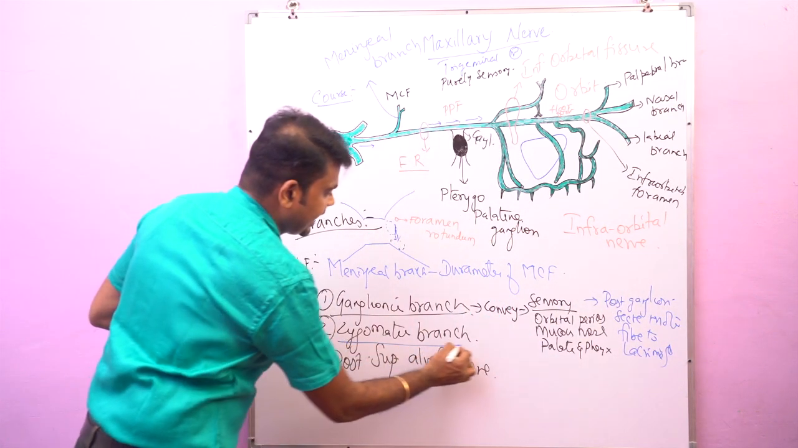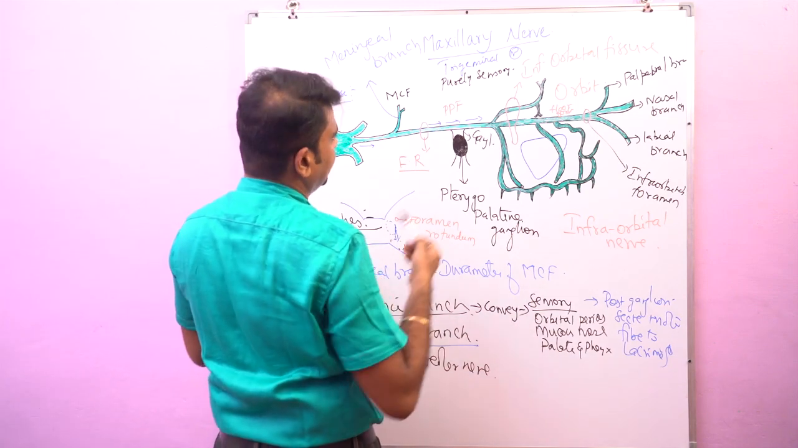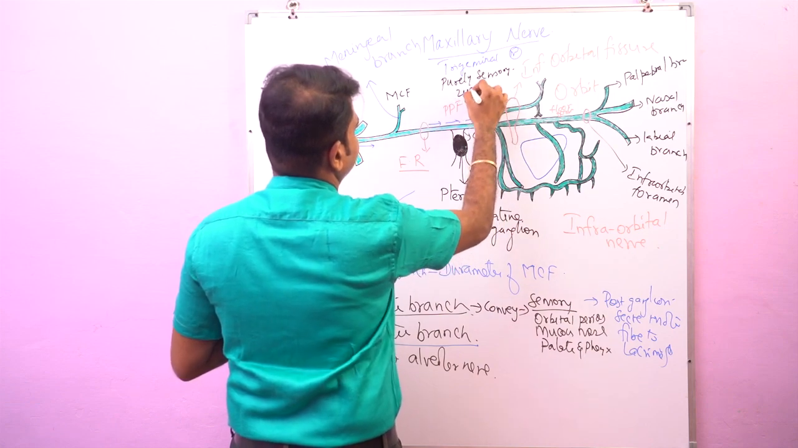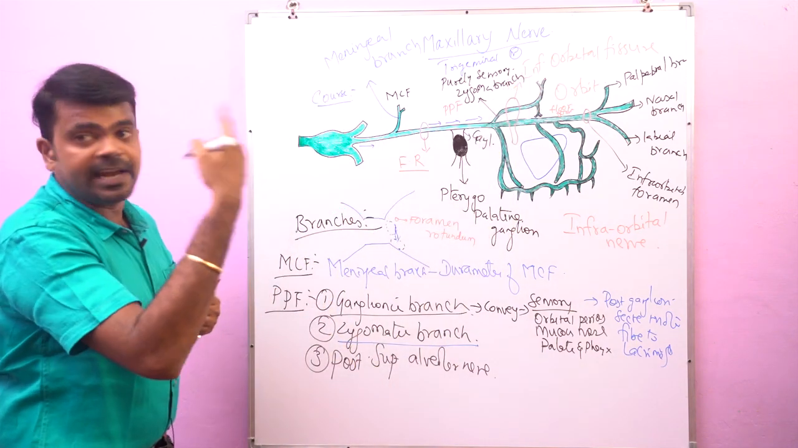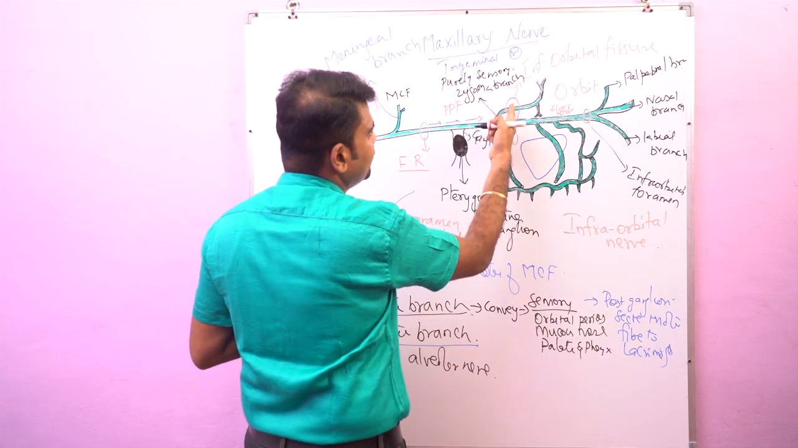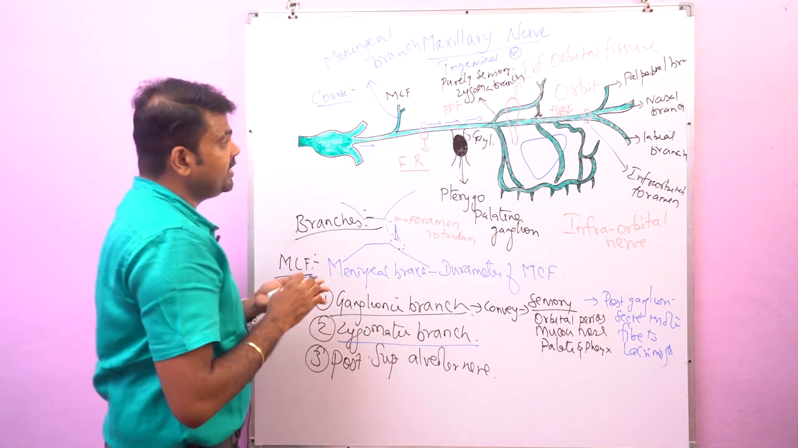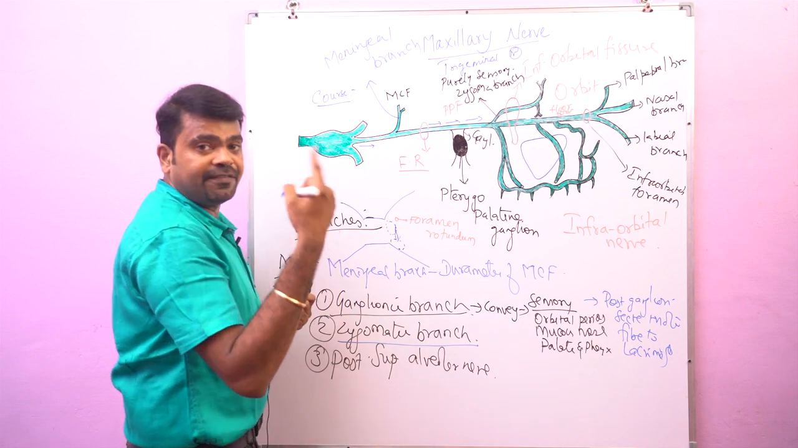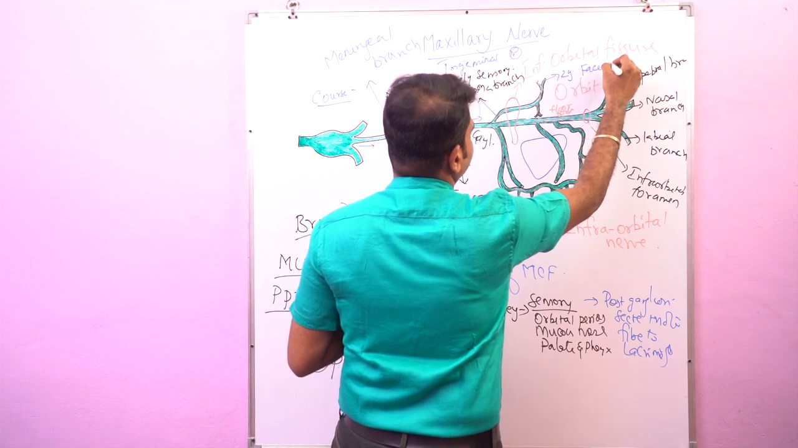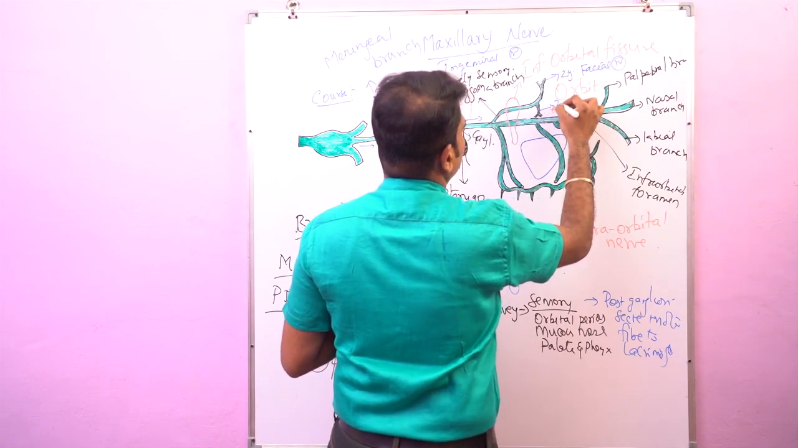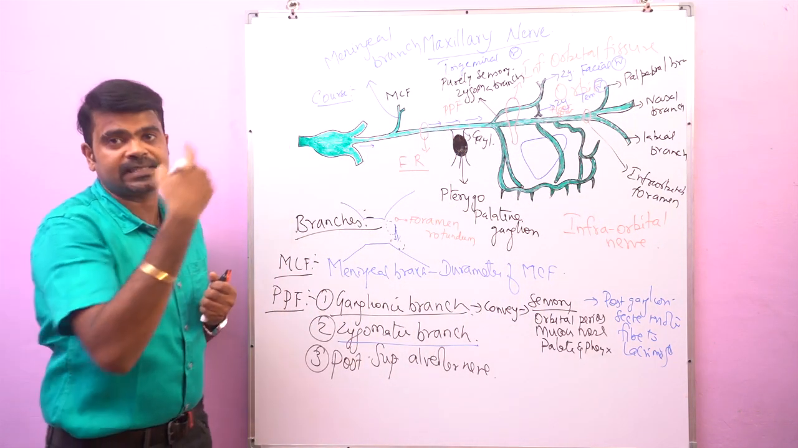Next we'll go to the zygomatic branch. You can see in this diagram, this is the zygomatic branch. It enters the orbit through one important fissure, called the inferior orbital fissure. Once it enters the orbit, this zygomatic branch divides into two branches. Number one, the zygomaticofacial nerve. Number two, the zygomaticotemporal nerve. These are two important branches present in the orbit.